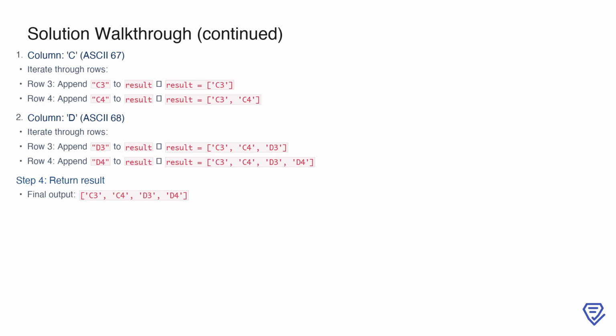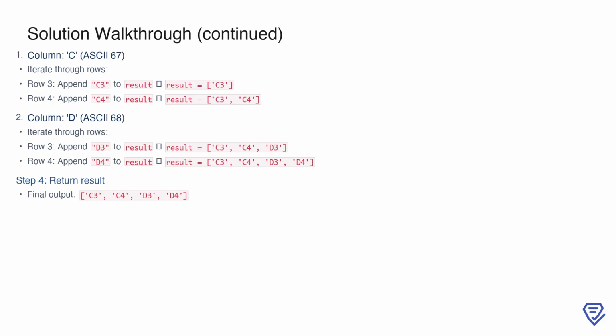Starting with column C, which has an ASCII value of 67, we iterate through its rows. The first row is 3, so we append the cell C3 to the result list, making it C3. The next row is 4, so we append C4, updating the result to C3, C4.